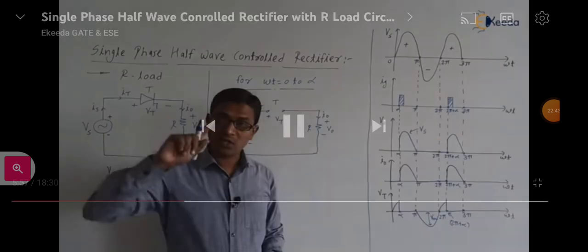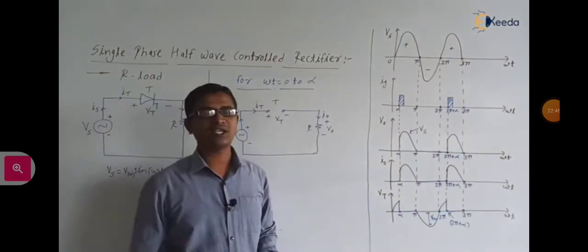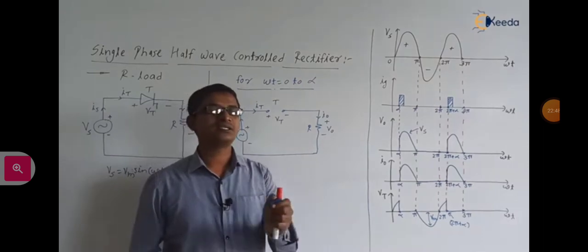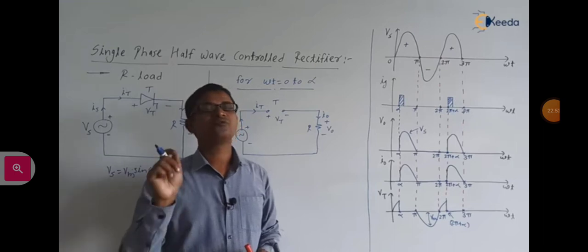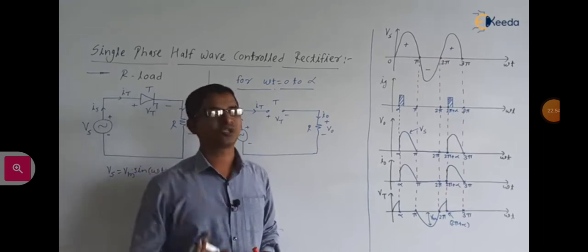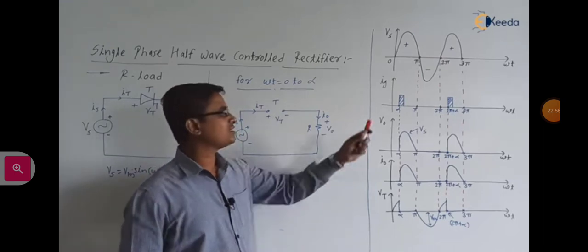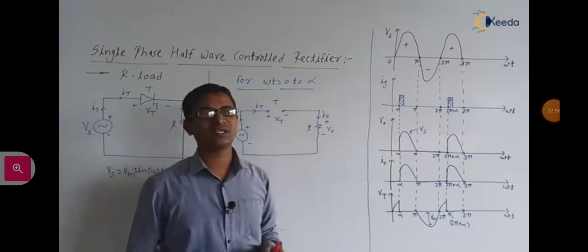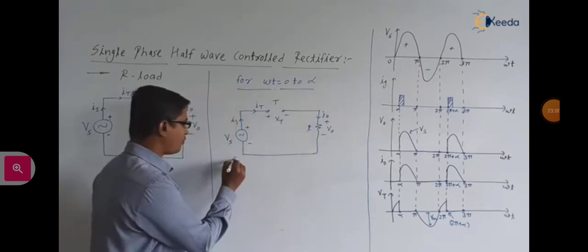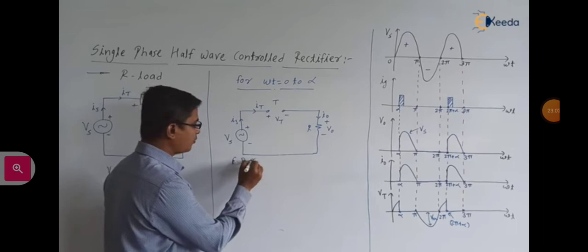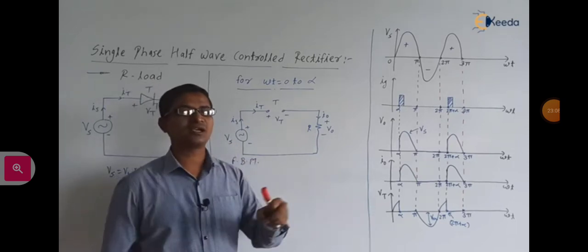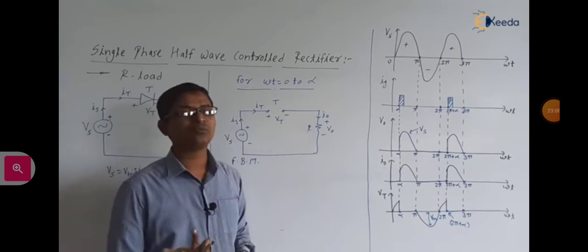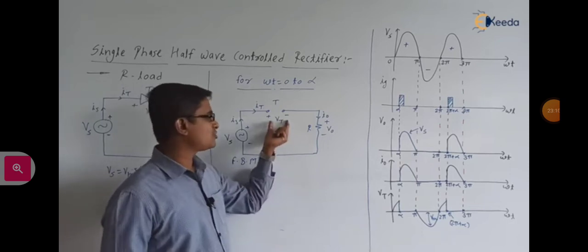Recall the 3 modes of operation from the static VI characteristic of the SCR. Which are those 3 modes? Forward blocking mode, forward conduction mode, and reverse blocking mode. Here the thyristor is forward biased but we have not applied the gate signal, so the mode of operation will be forward blocking mode. During forward blocking mode, the thyristor voltage is high and the current is very small, so the thyristor acts as an open switch, in the off state.